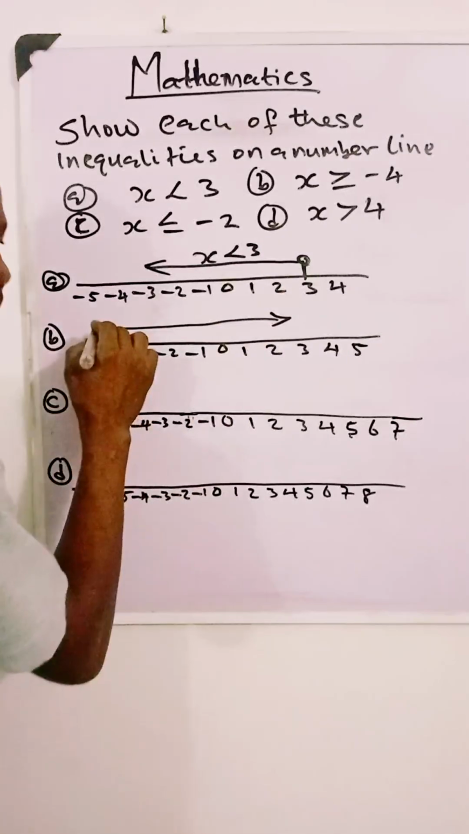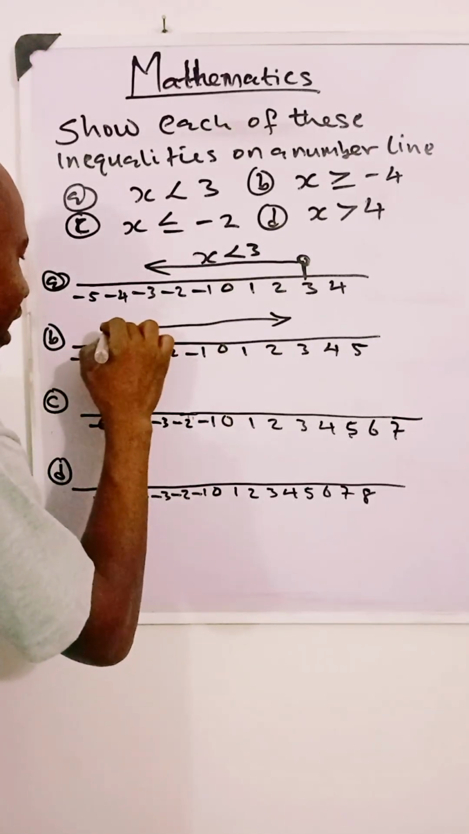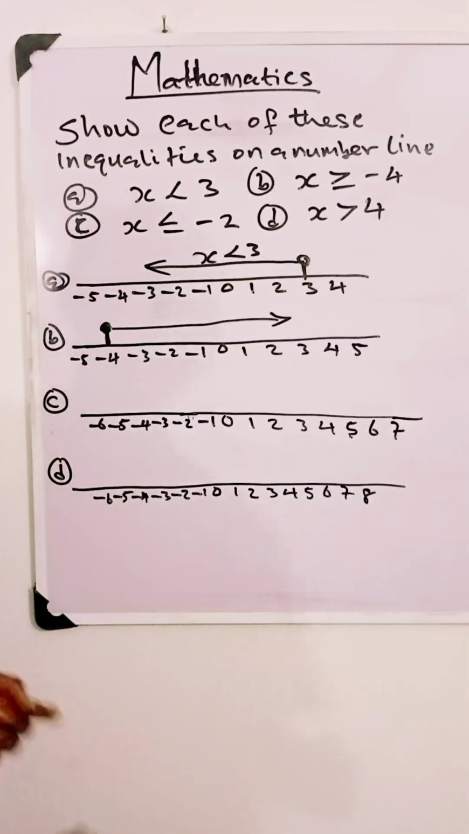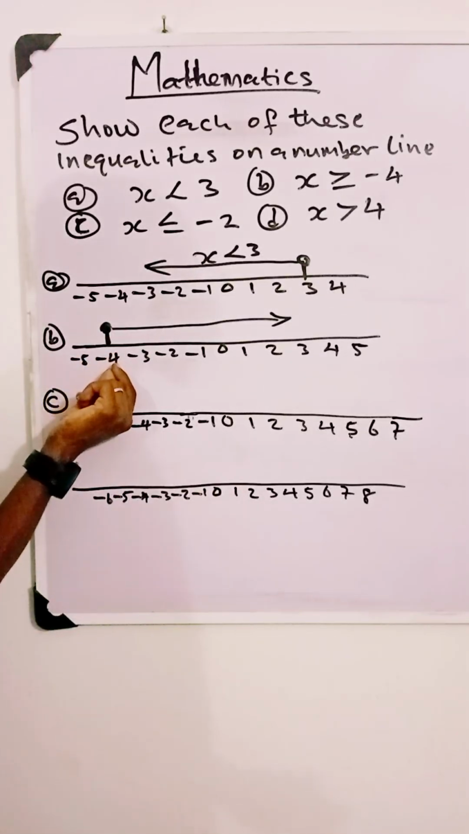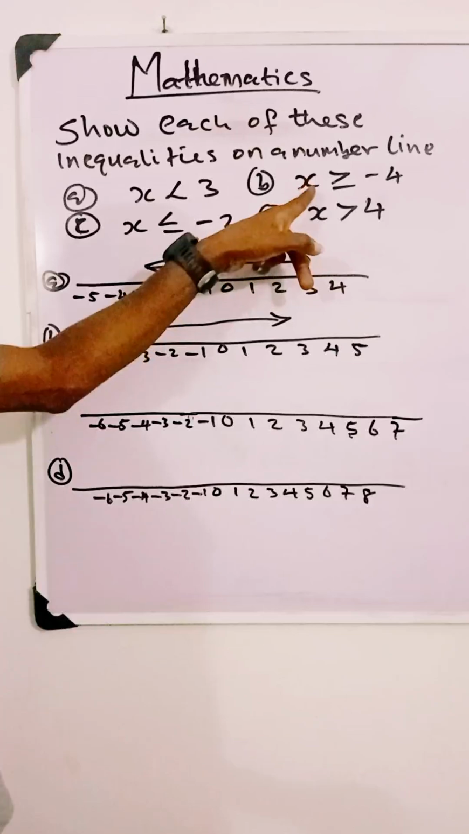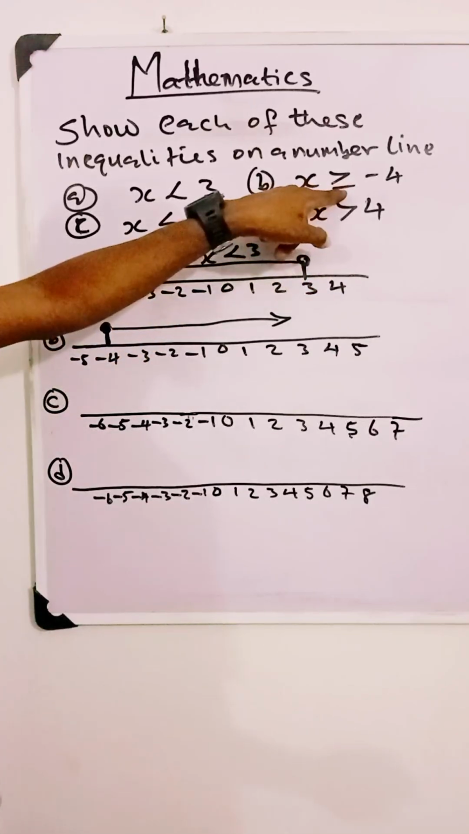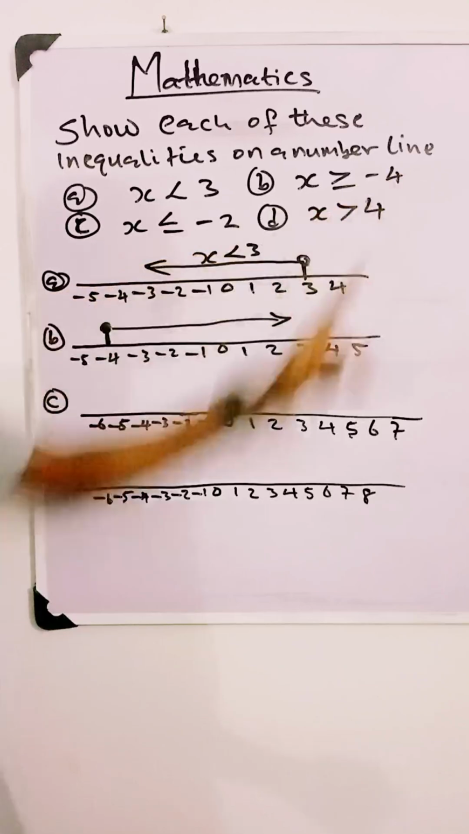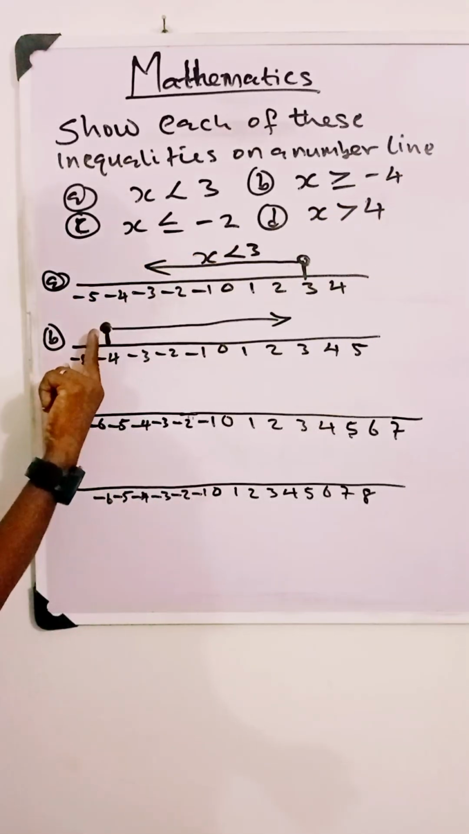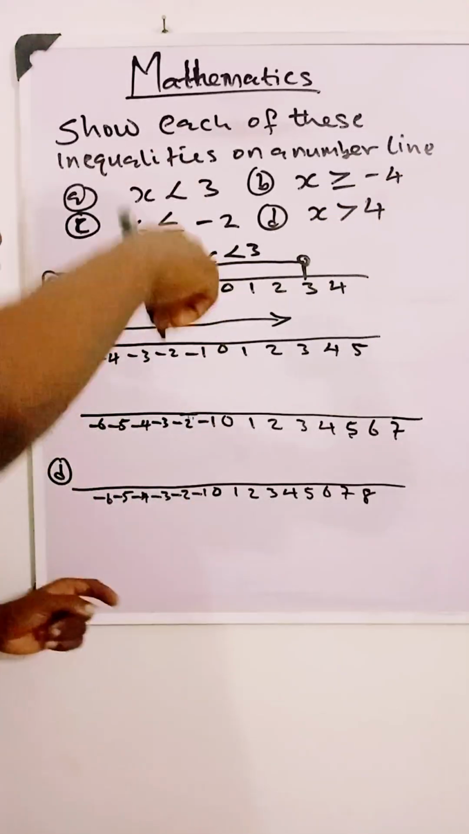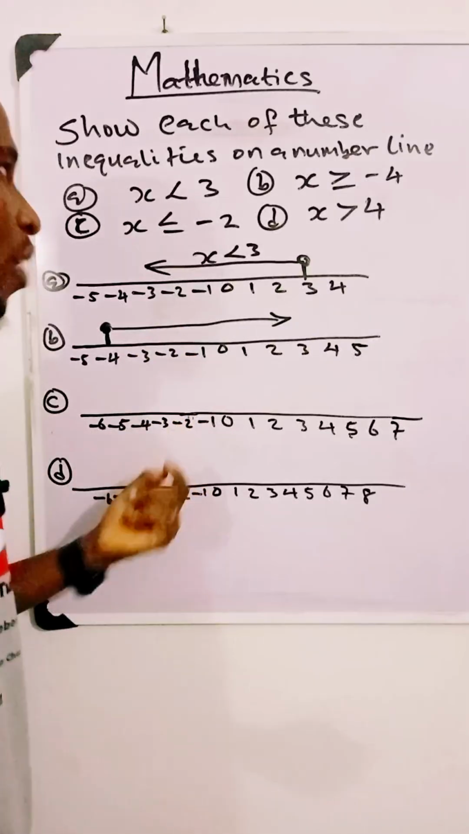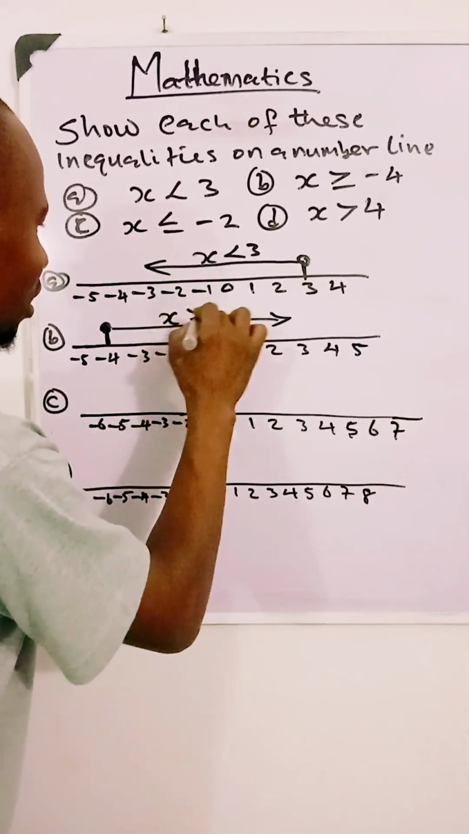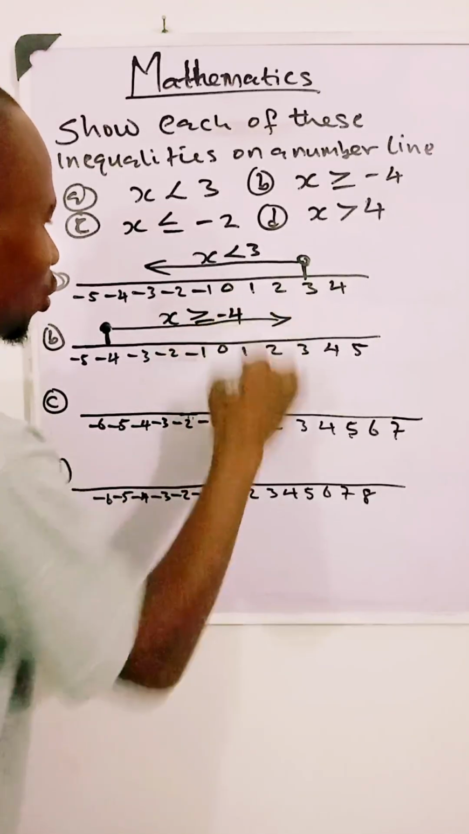The next thing is I am going to put a shaded circle here. A shaded circle simply means minus 4 is also included. That is, x is greater than or equal to minus 4. So whenever I have a shaded circle, it simply means that number is included. All right, so let me write my inequality: x greater than or equal to minus 4.